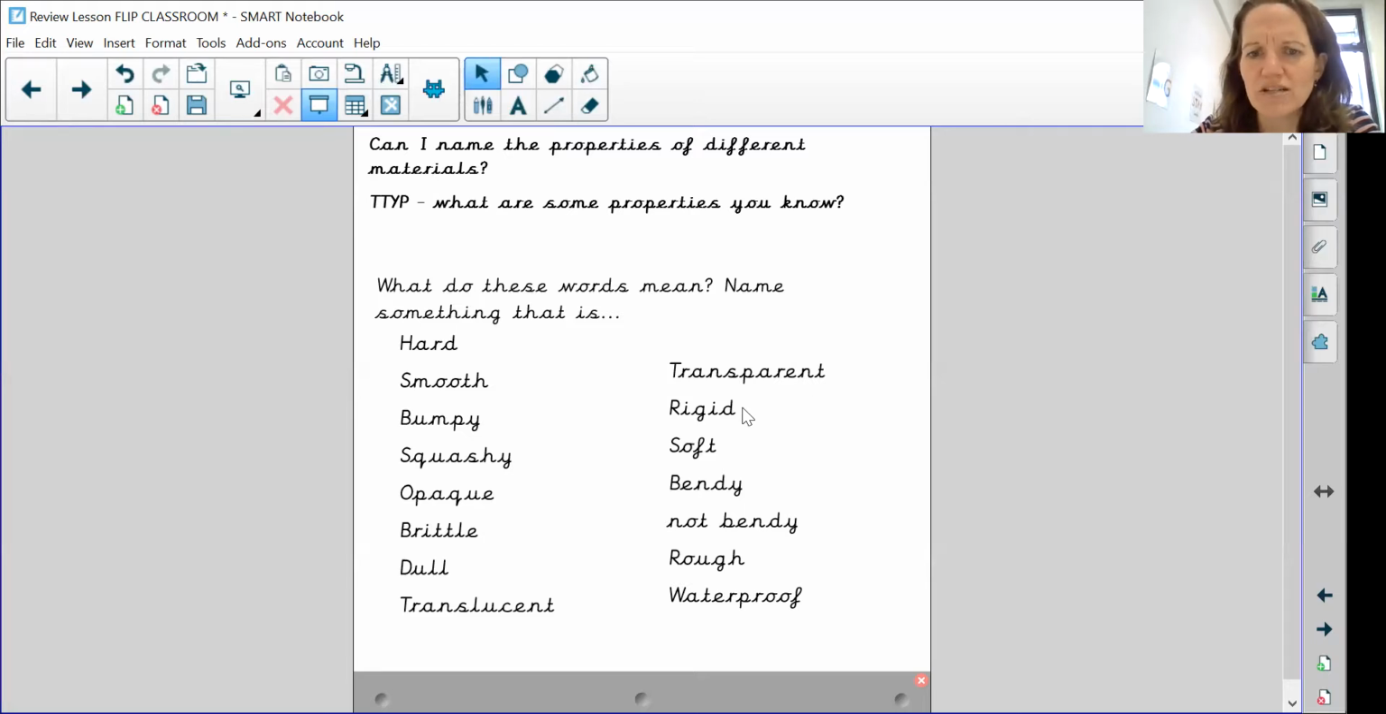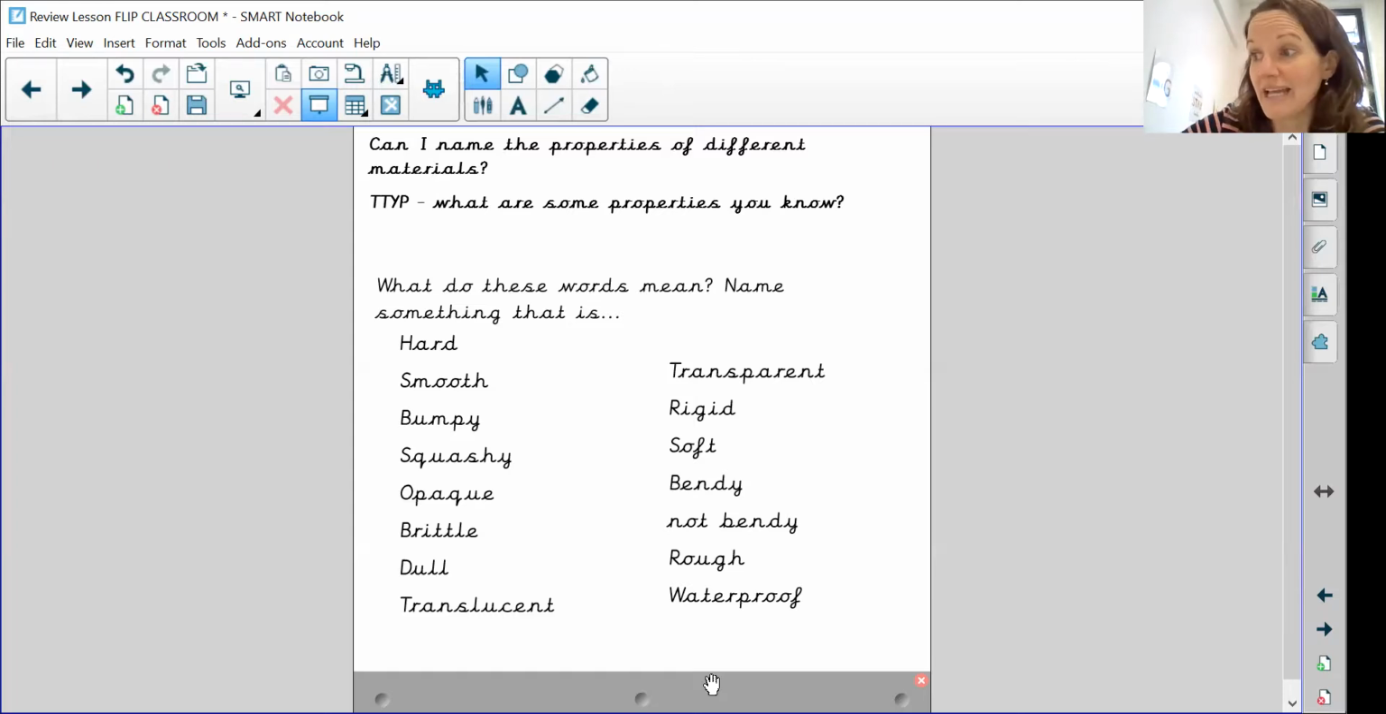What about rigid? What does rigid mean? Well done. This pen is rigid, right? It's really hard. It can't bend. It's very strong. So then we have rough. So that would be maybe like a piece of sandpaper or some wood that would be feeling quite rough. And we have waterproof. So these are the words that we are expecting you to know next week.